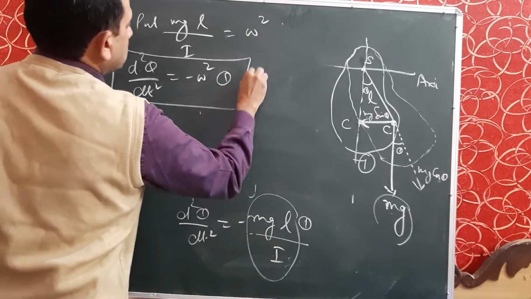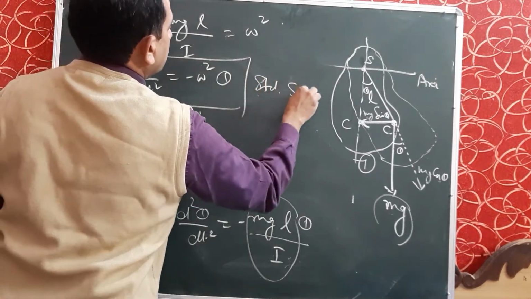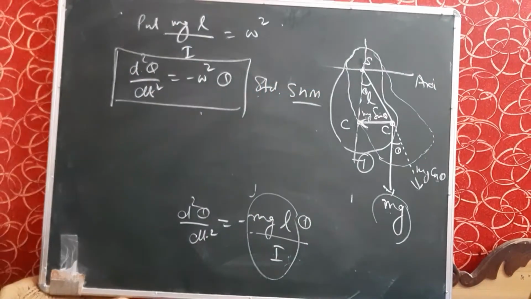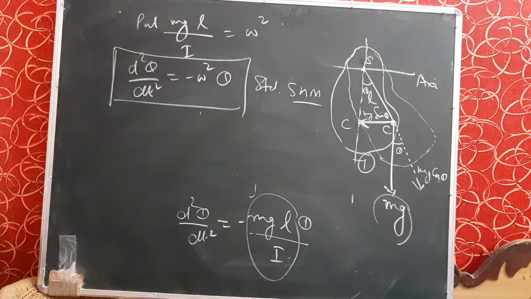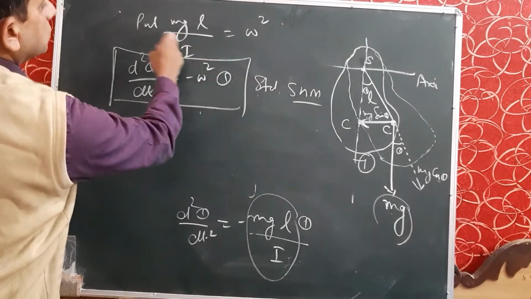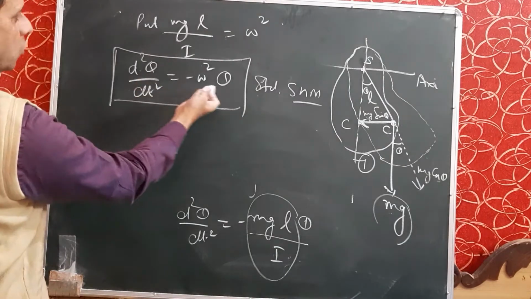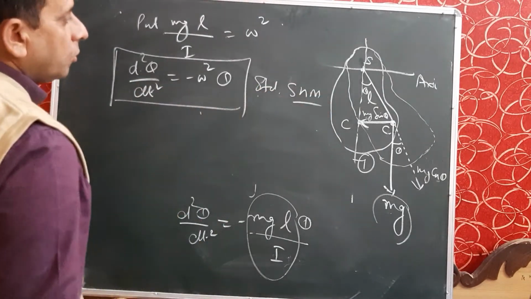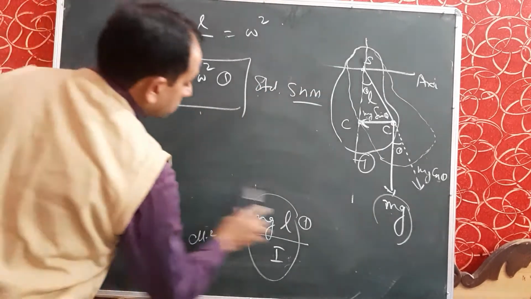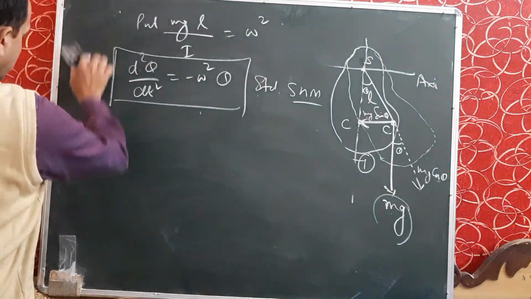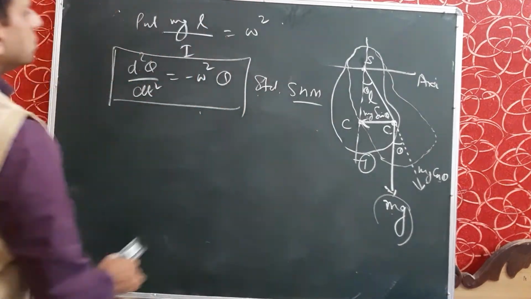So this is the standard simple harmonic motion equation, where ω² is this. So this equation proves that the motion of this compound pendulum is harmonic. So the first part is proved, that is, the motion is harmonic.